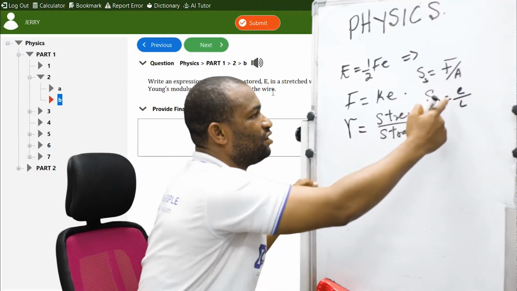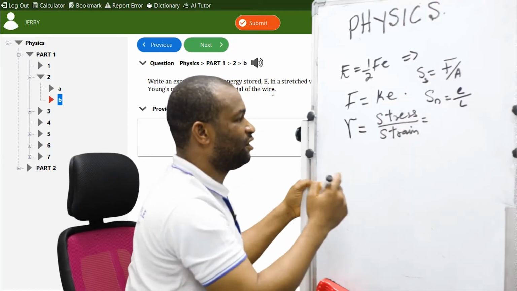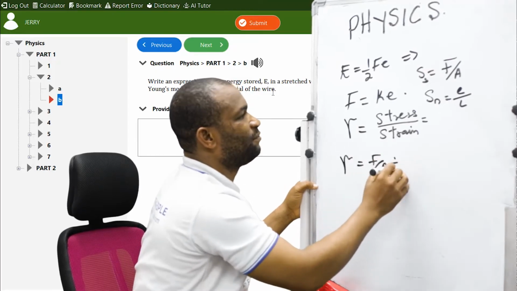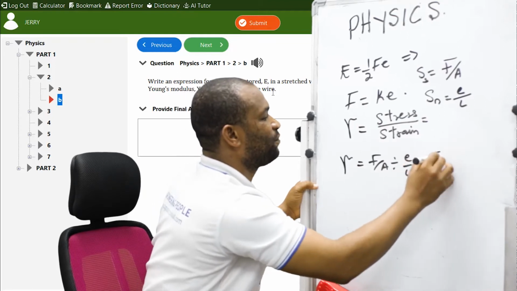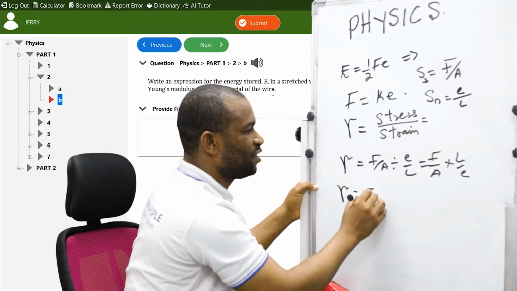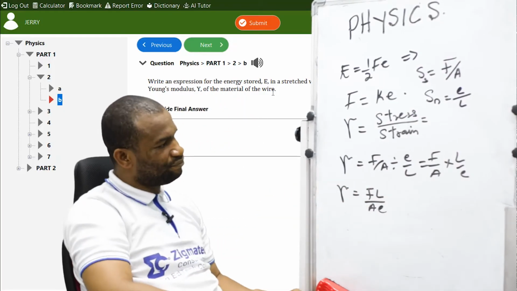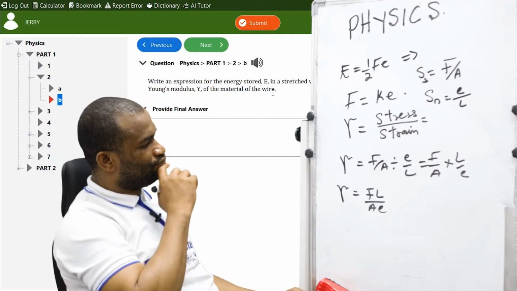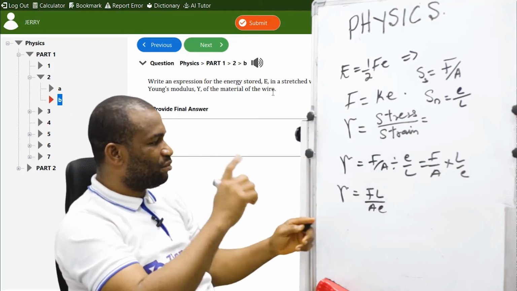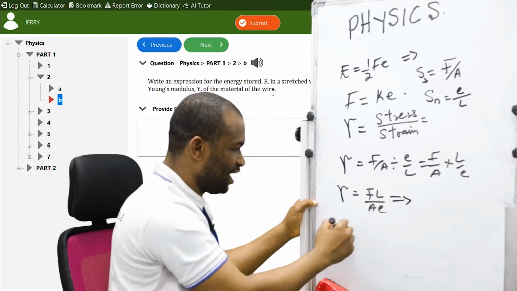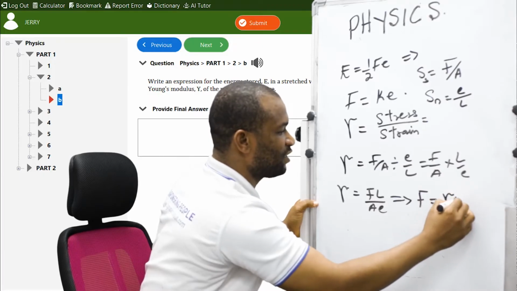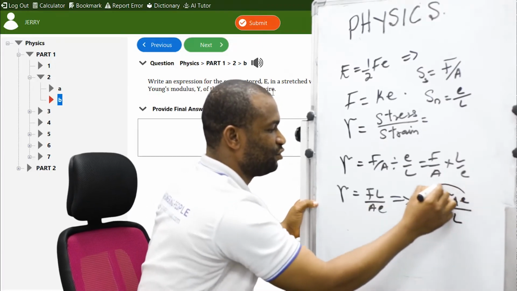So if this over this is equal to Young modulus, I'm going to have that Young modulus is given as F over A divided by e over L, which is the same as F over A times L over e. Therefore, Young modulus is given as FL all over A e. But then I will just remove this F and put this, because I have included everything here. So this implies that F is going to be equal to Young modulus times A times e all over L. So this is F.